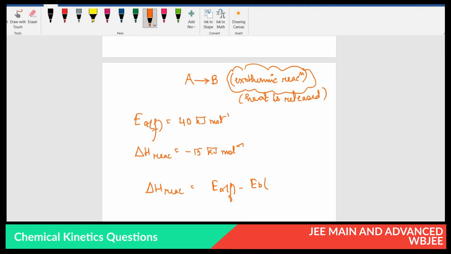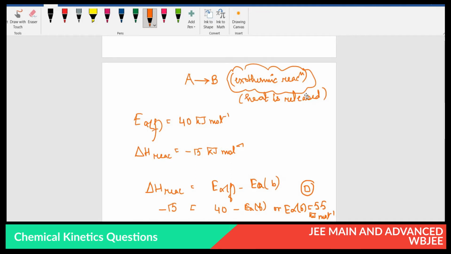Or EA backward. Now, this is minus 15. This is the forward reaction, 40, minus the activation energy of backward. So the activation energy of the backward reaction will come out to be 55 kilojoule per mole. Now check whether this is there in your options. Yes, it is. Option number D. So is it clear how to do it?